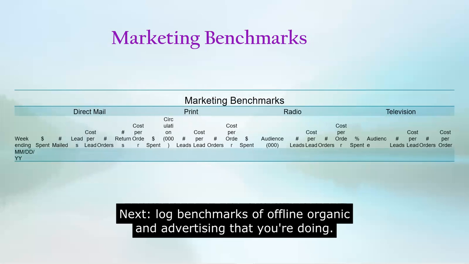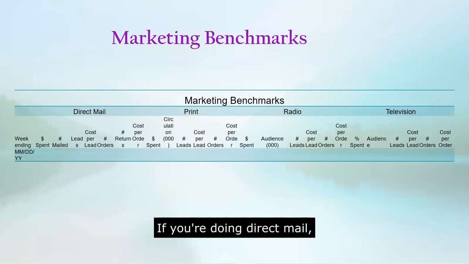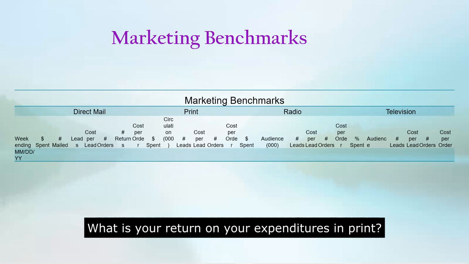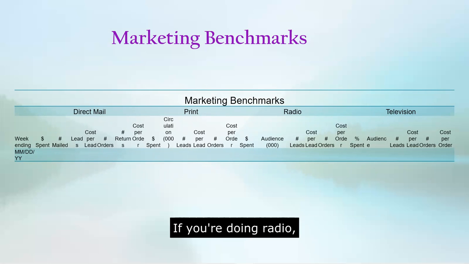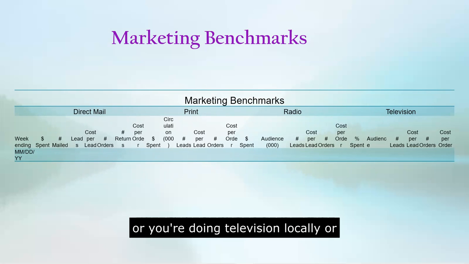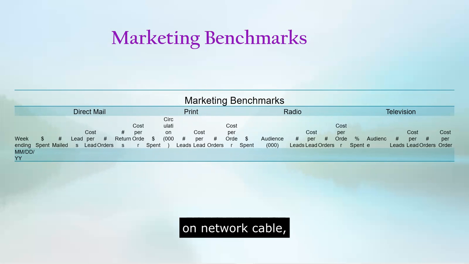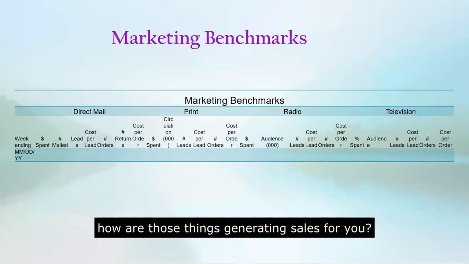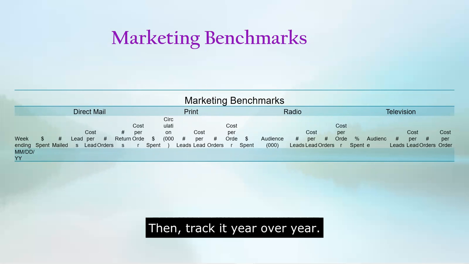Next, in benchmarks is offline advertising that you might be doing. So if you're doing direct mail, what are your expenditures? What's your return on your expenditure? In print, if you're doing radio, if you're doing television, locally or on network cable, how are those things generating sales for you, and then track it year over year.